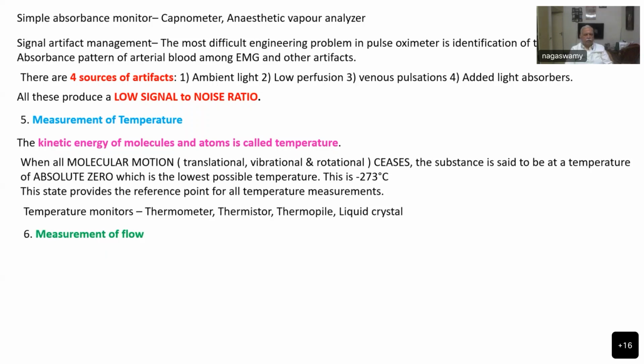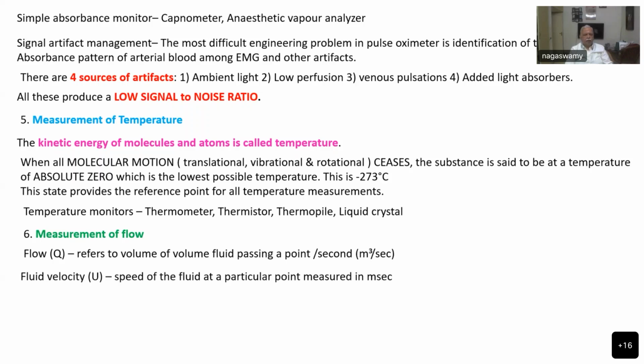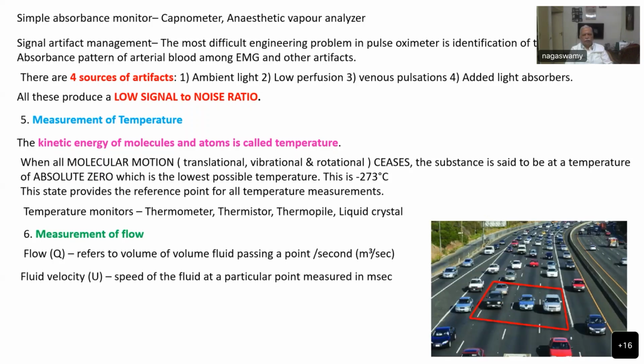And next is the measurement of flow. Flow refers to the volume of fluid passing through a point, in cubic meters per second, or flow velocity, that is the speed of a fluid at a particular point, measured in meters per second. Take the example of a highway with lots of cars: velocity is akin to the speed of the individual car. So when you talk about fluid velocity, you are talking about the speed with which the fluid flows, and flow is akin to the total number of cars going, so the total volume of fluid flowing.